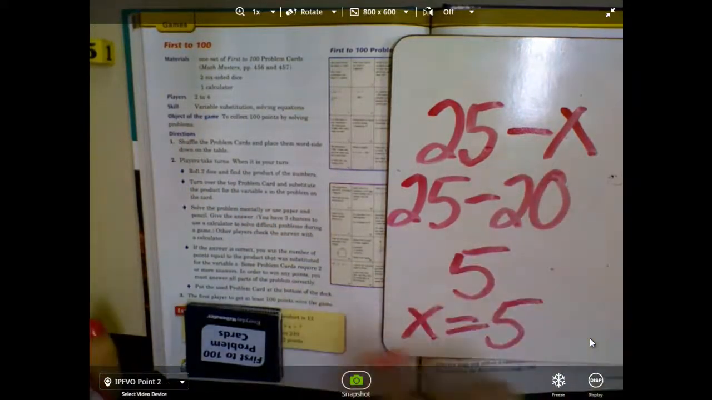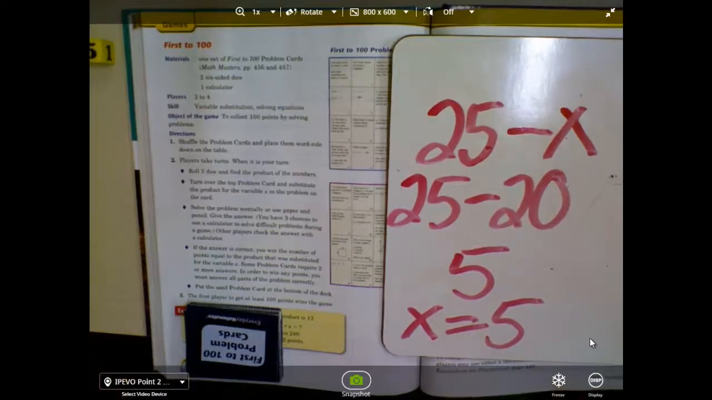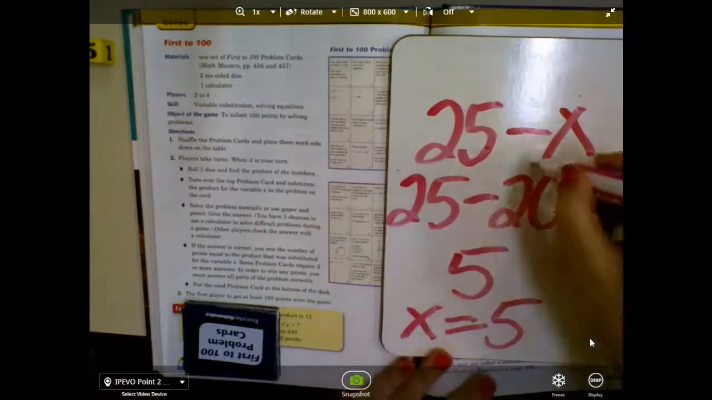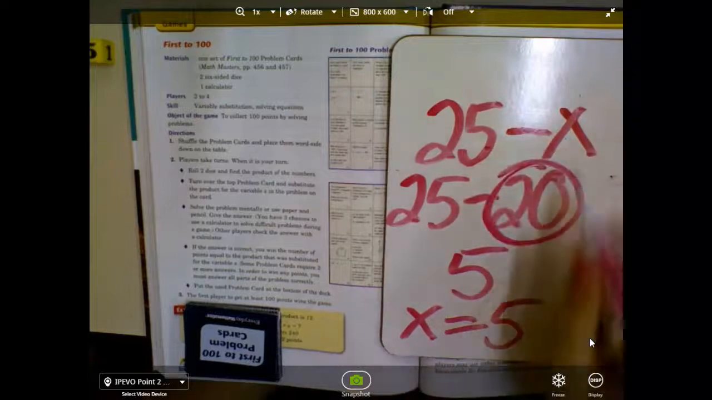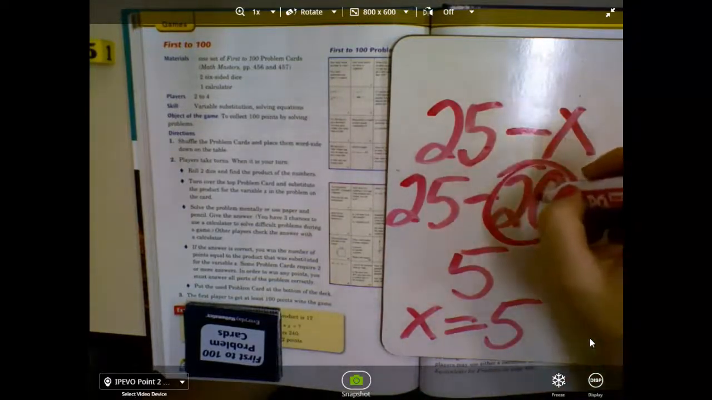If your answer is correct, so my answer is correct, you win the number of points equal to the product that was substituted for the variable. So what I rolled and found was 20. So I got this problem correct, so my score now is 20 points.